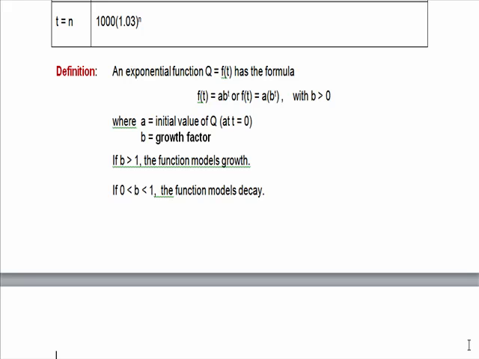And b is going to be what we call the growth factor. If b ends up being greater than 1, as it was in this case, the function models growth, and if b is between 0 and 1, the function models decay. So that's going to be our setup, and our b will not equal 1. We will not have an exponential function if b is 1. So if b is greater than 1, we have growth. If it's between 0 and 1, it's going to model decay.